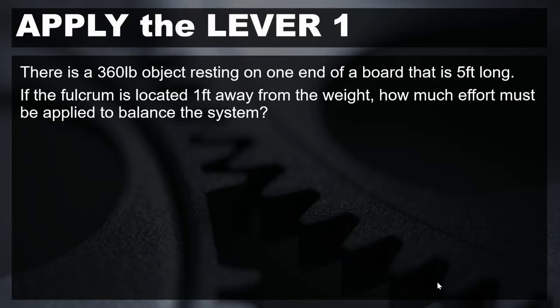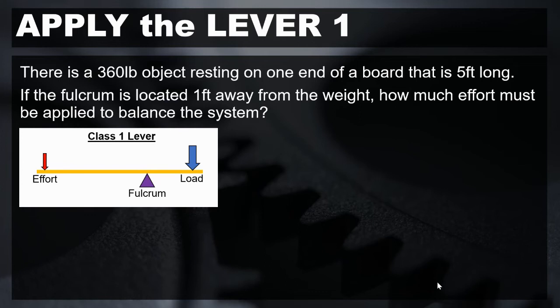The problem that we're going to solve states that there is a 360-pound object resting on one end of a board that is 5 feet long. If the fulcrum is located 1 foot away from the weight, how much effort must be applied to balance the system? To begin with, we should sketch a Class 1 lever.